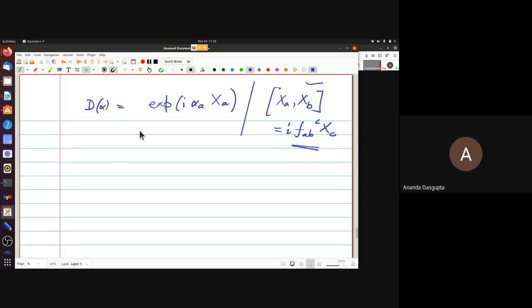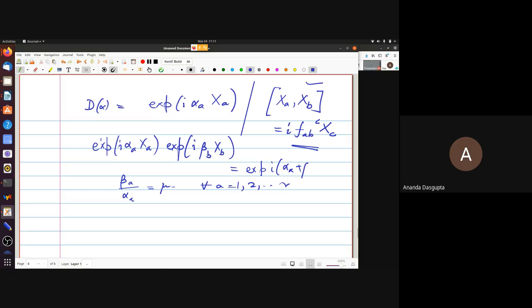Yeah, the basic idea is simply that although these are nice exponentials, so as long as alpha_a is proportional to each other. So if I took exponential i alpha_a X_a and tried multiplying this by exponential i beta_b X_b, if we had this result that beta_a by alpha_a is the same number, let's call it mu, for all a, then it's easy to see that what you are going to get is e to the power i (alpha_a plus beta_a) X_a. So the parameters really add.